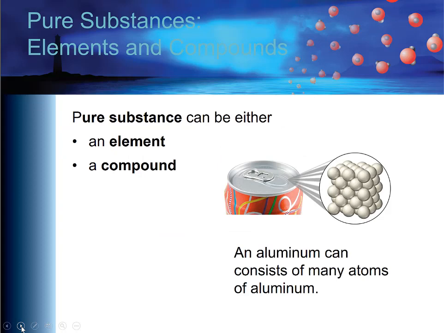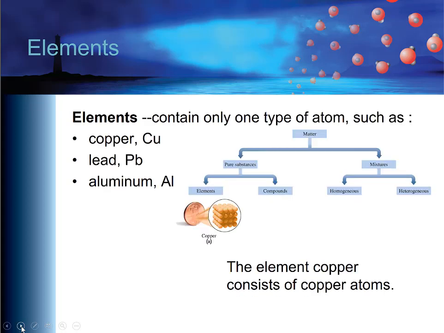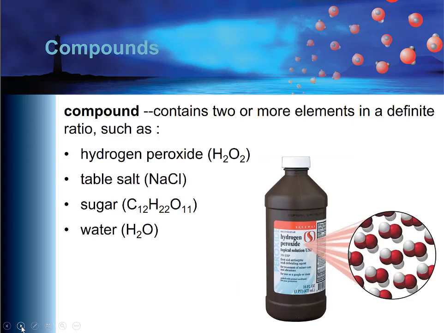And when we look at that matter chart, under pure substances, our choices were either an element or a compound. So an element is going to be anything that you can find on the periodic table. And they're always going to start with one capital letter, and if they have two letters, the second one is going to be lowercase. And a compound then is two or more elements that have undergone a chemical reaction. And they have to have a set ratio every time.